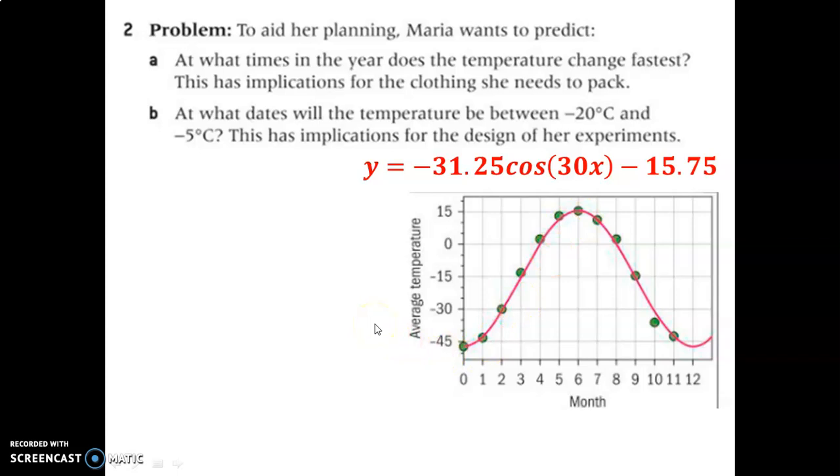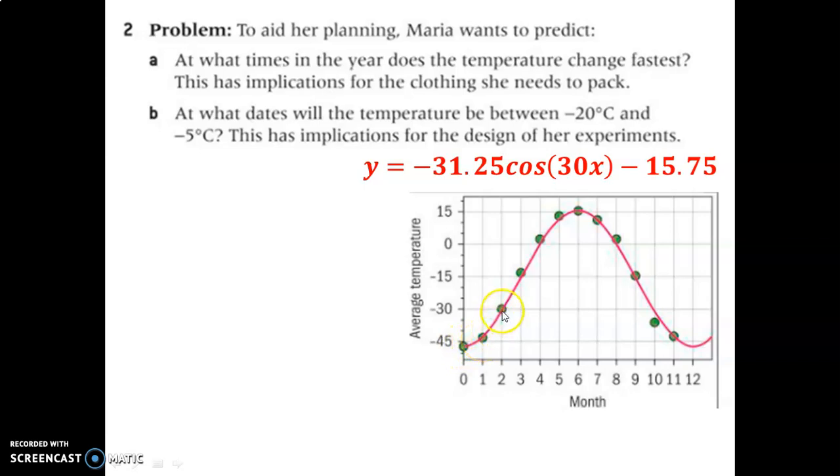And question A, when does the temperature change the fastest? So look at the graph. What about the graph tells you when something's changing faster rather than slower? Okay, I hope you're thinking it's the slope. When the graph has a steeper slope, that's when the temperatures are changing fastest. For example, here there's less slope, so temperatures are not changing as fast between January and February.